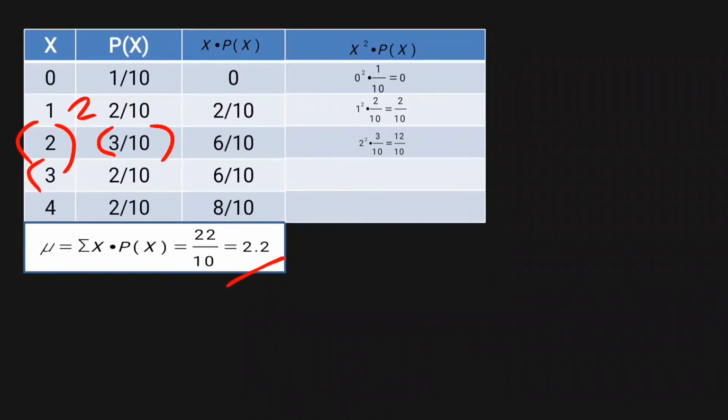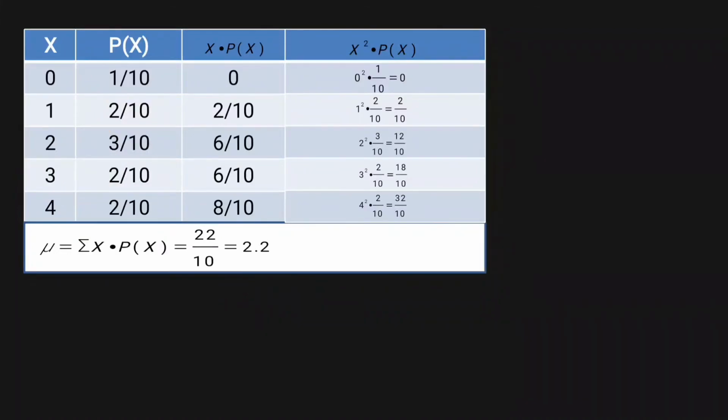Okay, so next we have 3 squared times 2 over 10. So that is equal to 3 squared is 9 times 2, 18 over 10. Then finally, we have 4 squared times 2 over 10. So that is 4 squared is 16 times 2 over 10 is 32 over 10. Then, get the sum. Yan, so kunin lang natin ang sum na to.